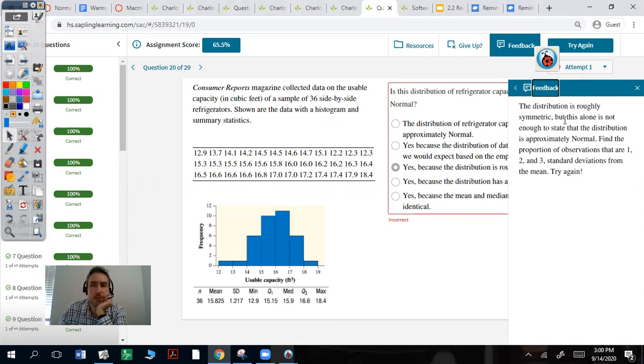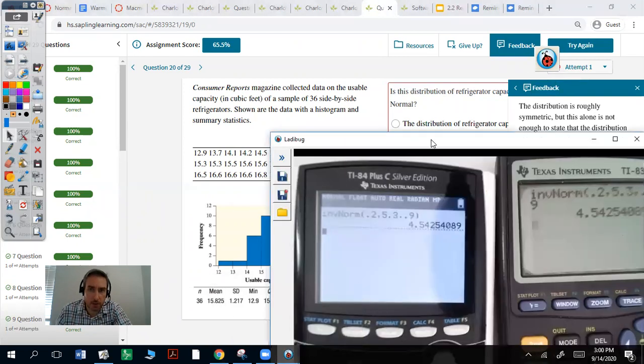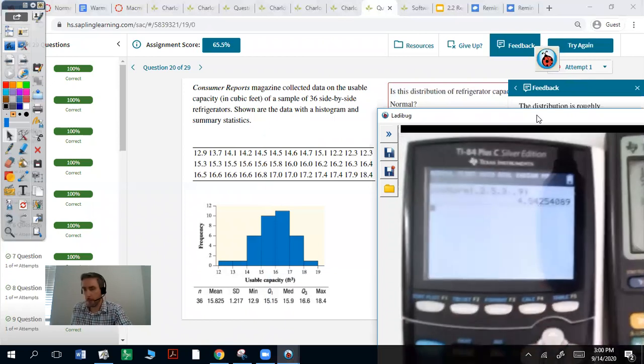So let's look at the clue. It says the alone is not enough to state that the distribution is approximately normal. Find the proportion of observations that are 1, 2, and 3 standard deviations from the mean. So let's take a look at what the standard deviation is. Standard deviation is about 1.2. So I'm just going to do a little calculator work here.